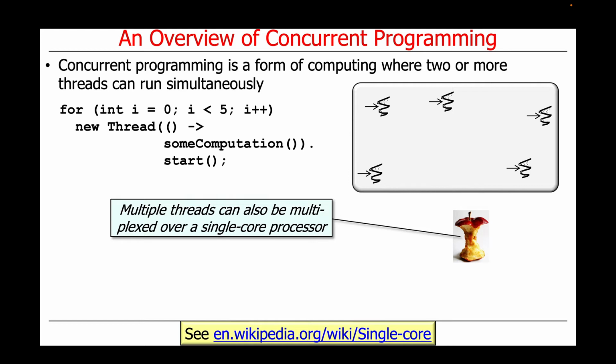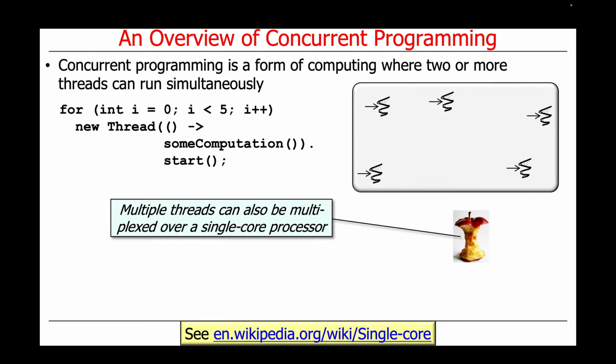Interestingly enough, multiple threads can also be multiplexed over a single core processor. So in that case, you could have, in this situation, 5 threads taking turns accessing the one core. Interestingly enough, it can turn out that even that model might give you a performance boost if some of those threads are going to block on I/O.